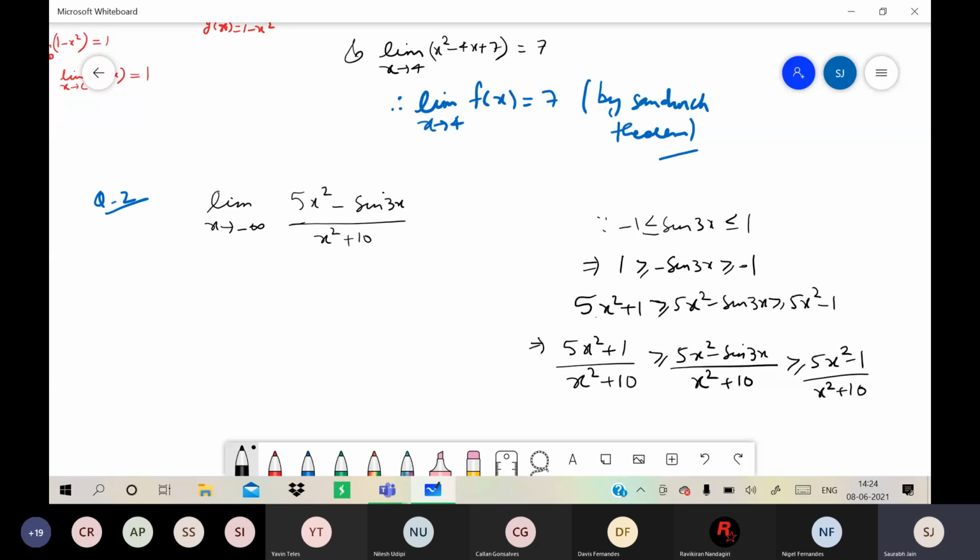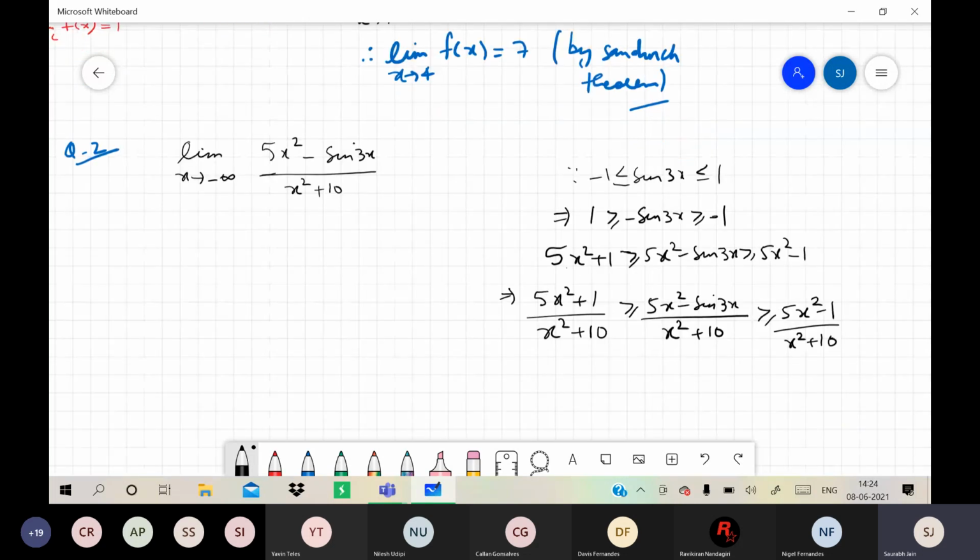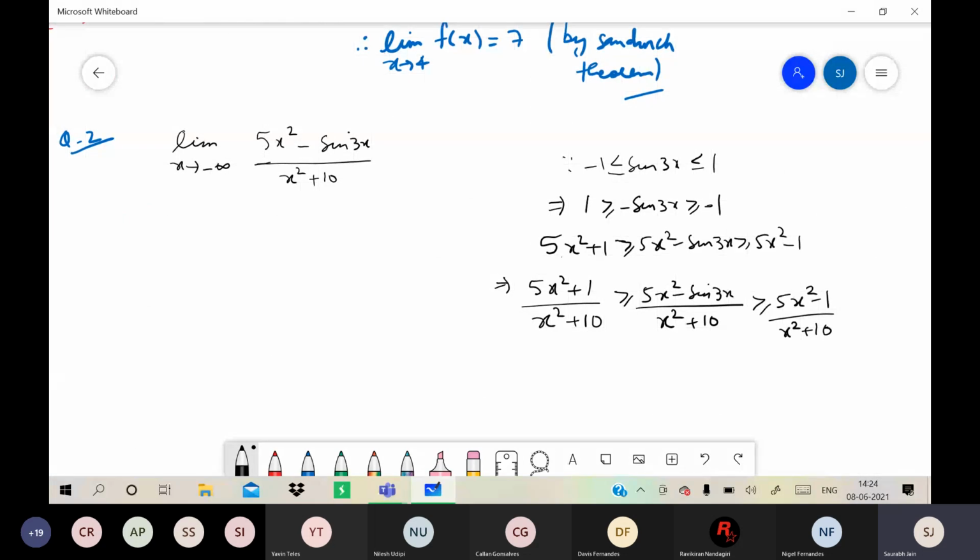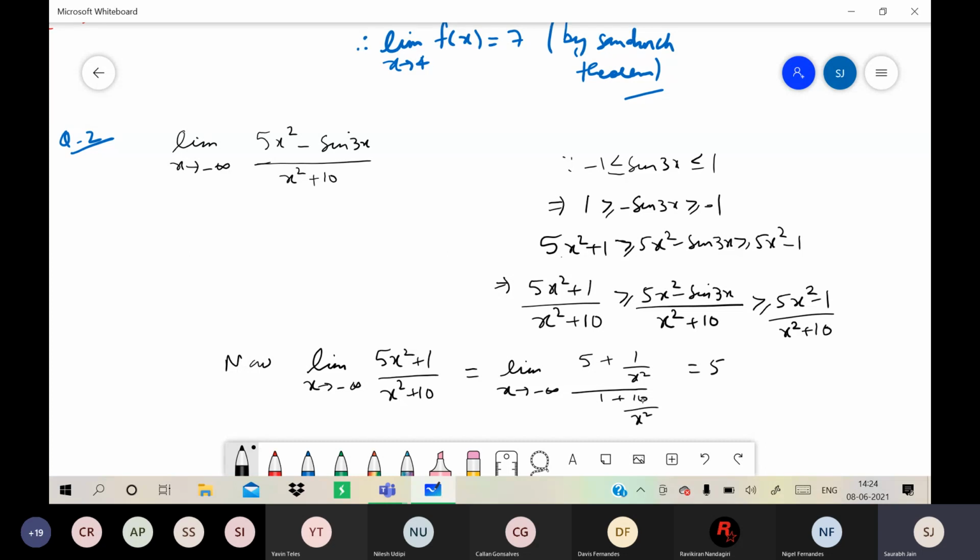Now you can compare it with the result of sandwich theorem. You will find the limit of the left and right functions at the point given in the question. If both of them come out to be the same, that will be the answer for the limit of the middle function. Now when you change this question in this form, it becomes an infinity upon infinity type algebraic limit. This we have already solved. You divide by the term having the highest power, so we divide by x square. So the first limit is 5 because 1 upon x square and 10 by x square will be 0.